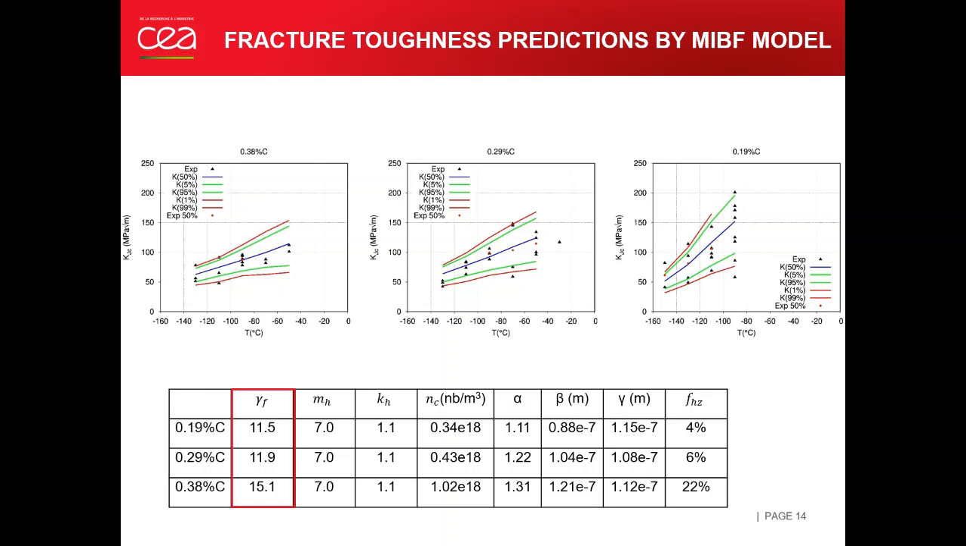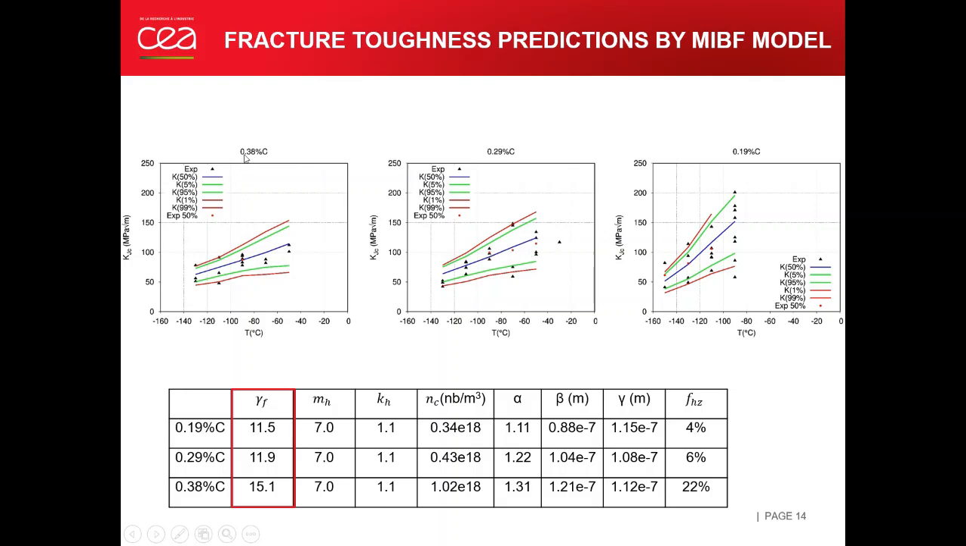The fracture toughness predictions by the current MIBF model are shown on this slide. Firstly, due to an insufficient number of experiments at each temperature, the surface energy parameter is not calibrated in a traditional way with a probability toughness curve. Here the model is adjusted based on the median value of fracture toughness. For example, you can see here a middle point at each temperature. And we selected the temperatures around the corresponding reference temperature for each material for calibration.